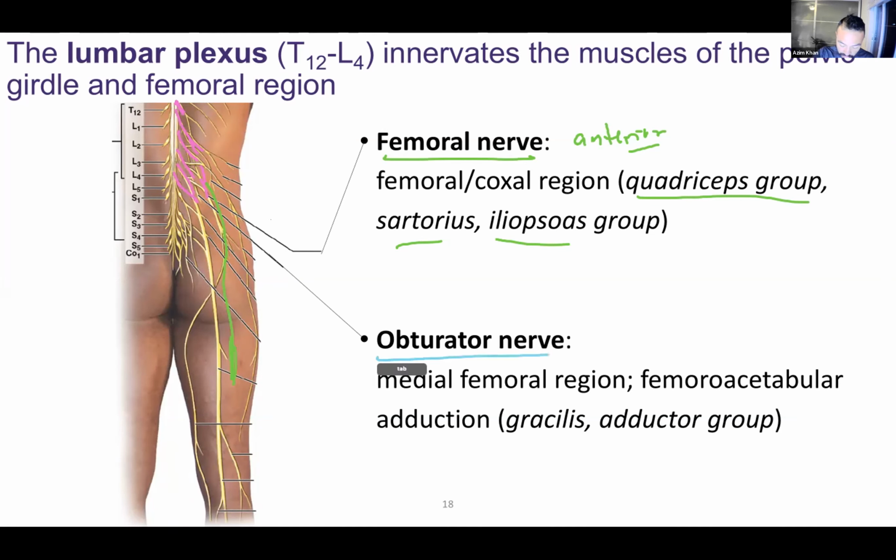The obturator nerve, which is right, it doesn't show the whole thing, but I'm going to draw it in. The obturator nerve is going to innervate your medial femoral region. And by innervating the medial femoral region, we're getting the adductors. Gracilis, adductor magnus, adductor longus, adductor brevis. So for adduction of your femoroacetabular joint.